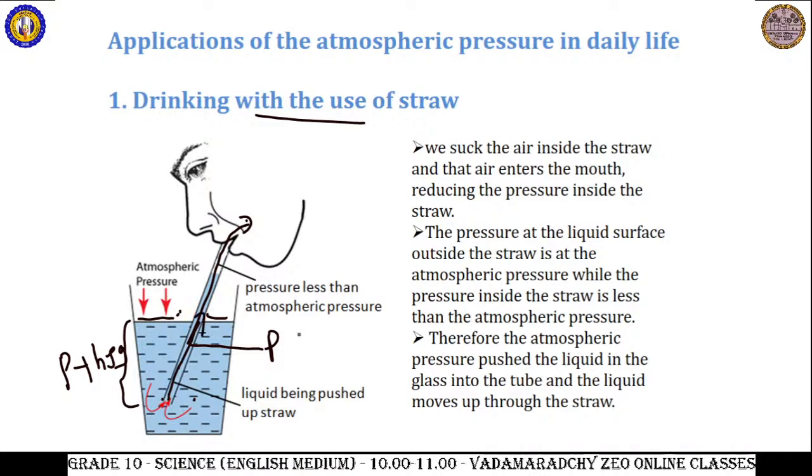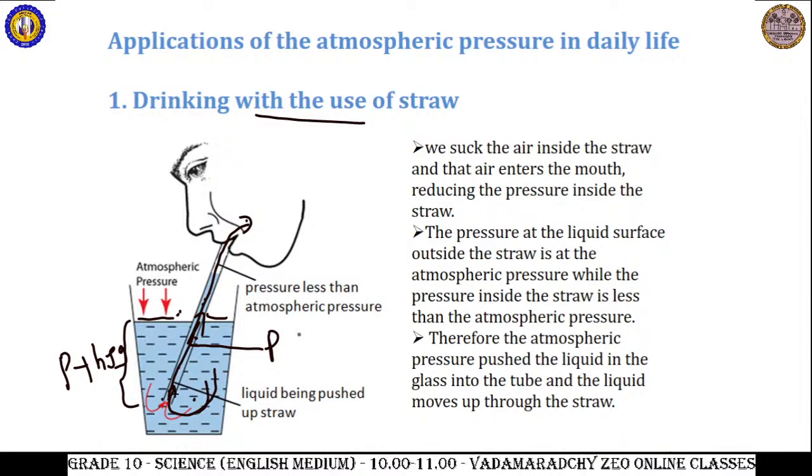Is that clear? When we suck the air present in the straw, the pressure in the straw is reduced. But outside the straw, there is a higher pressure. So the liquid is going to move from the higher pressure to the lower pressure. Okay, that is the first scenario where we use atmospheric pressure in daily life, that is drinking with the use of a straw.